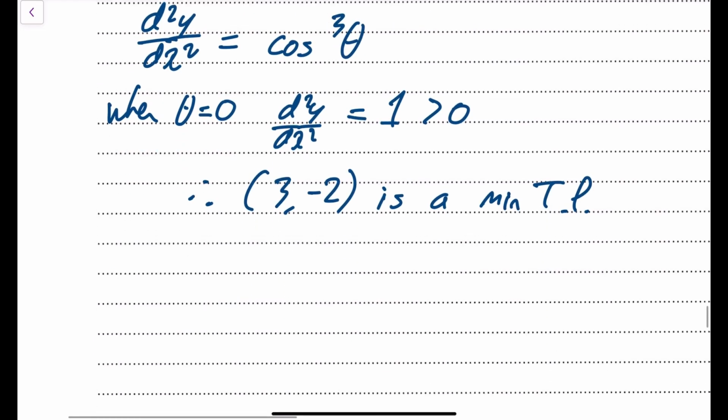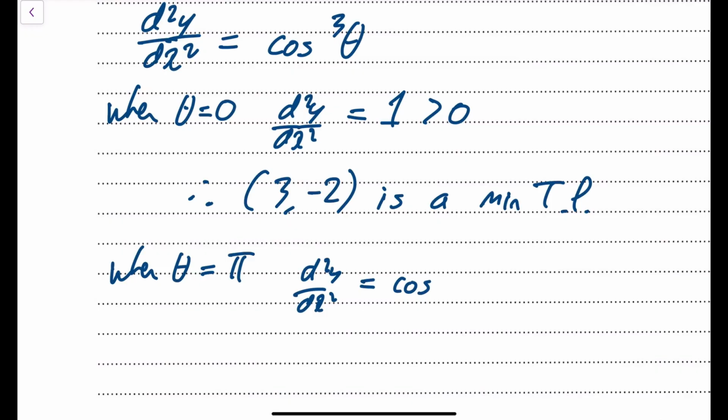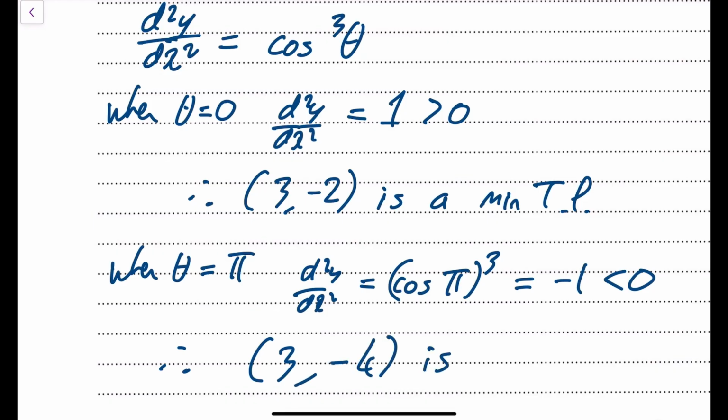And the other one was when theta is equal to pi, your d2y by dx squared is cos of pi, and that's cubed. Cos of pi was minus 1. Minus 1 cubed is just going to be equal to minus 1, which is less than 0. That means the other turning point, the one which corresponded to theta equal to pi, which was (3, -4), will be a maximum turning point.